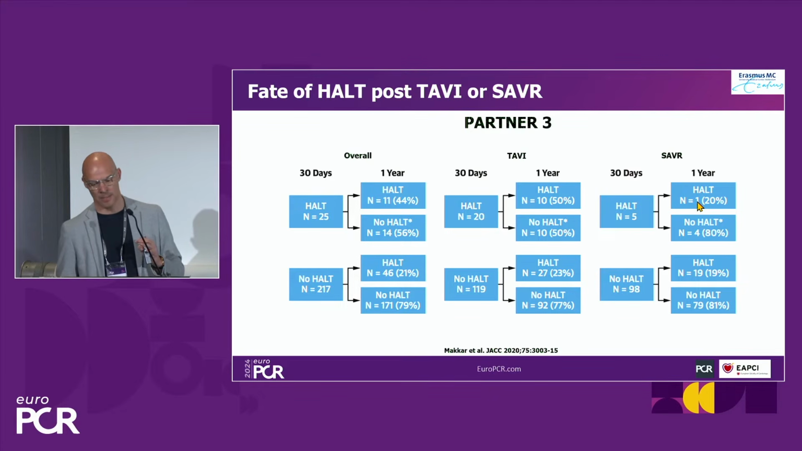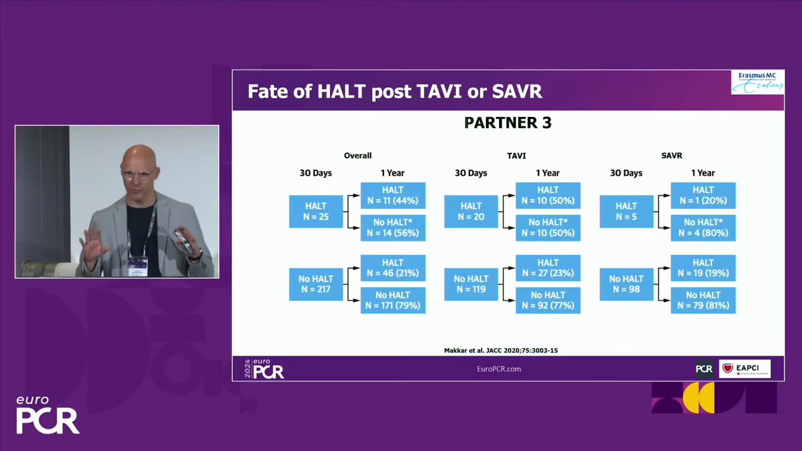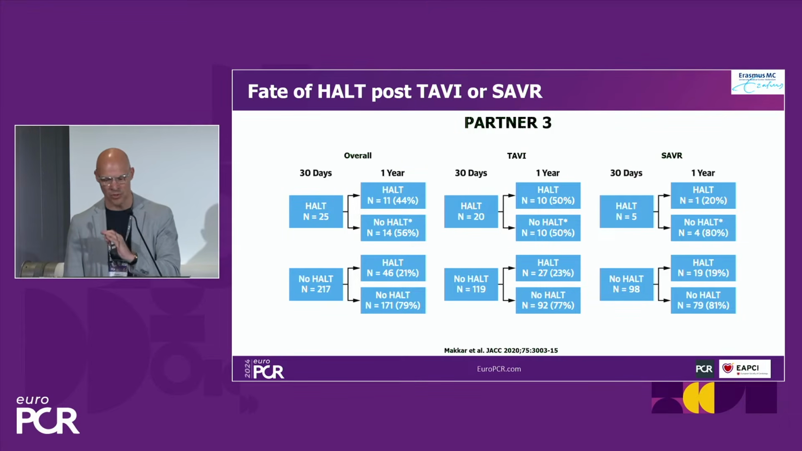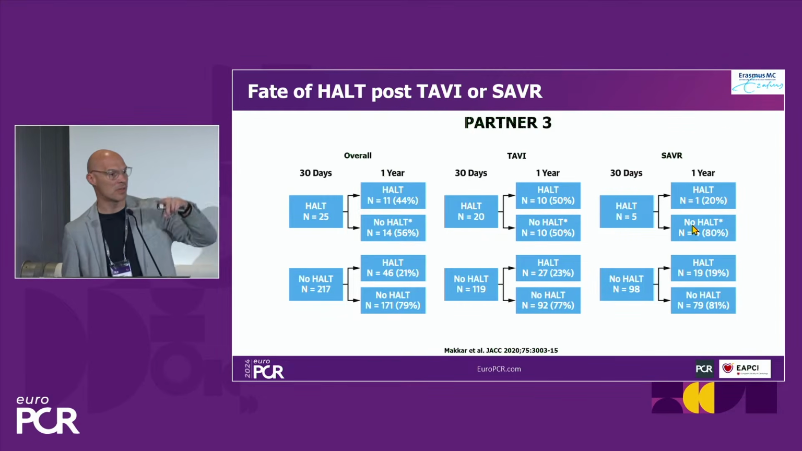So basically, always be very careful with the cross comparison between these two trials. We are always triggered to do that, but you have to be very careful because just focus on the surgical group. First of all, HALT was not so common in the surgical arm in the PARTNER trial than in the surgical arm in Evolute low risk, and also HALT seemed to resolve spontaneously more often with surgery in the PARTNER trial than in the Evolute low-risk arm. So always be very careful with the cross-comparison.